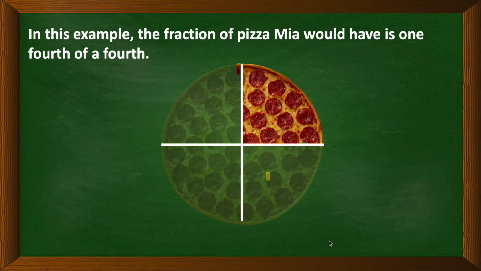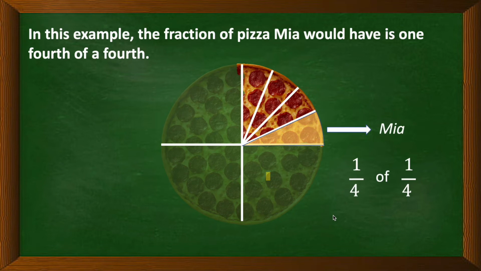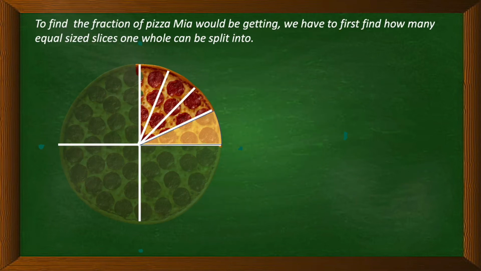Now, again, there are 4 people to share 1/4 of a pizza. So Mia cuts the slice into 4 equal pieces. Now Mia would get just 1 part of this 1/4. That is 1/4 of 1/4. So how can we represent this 1/4 of 1/4 as a fraction?